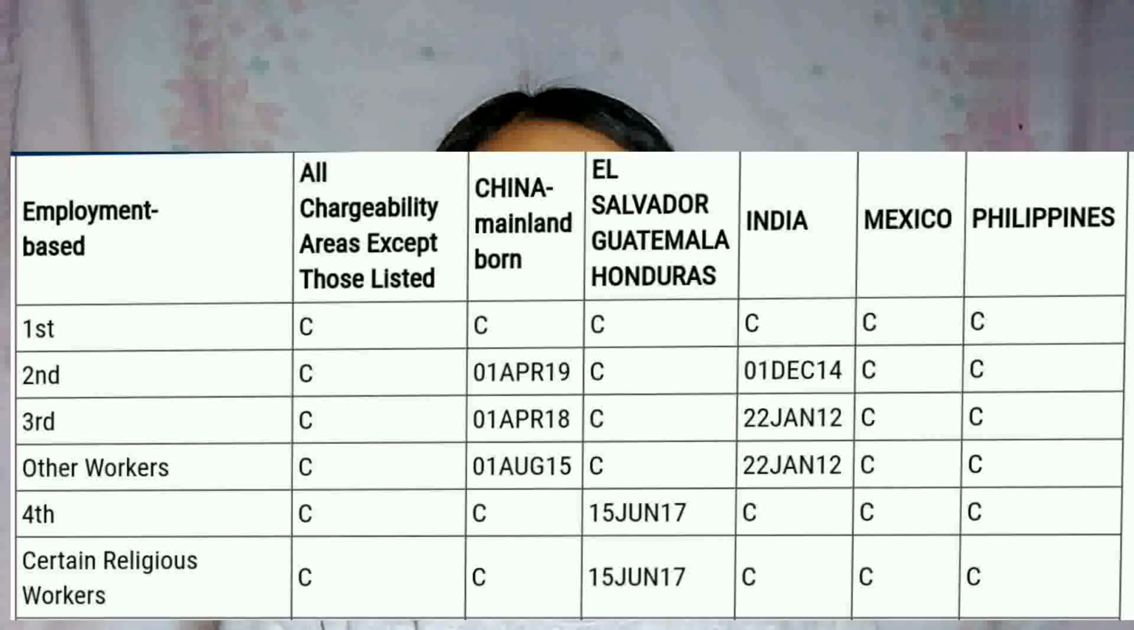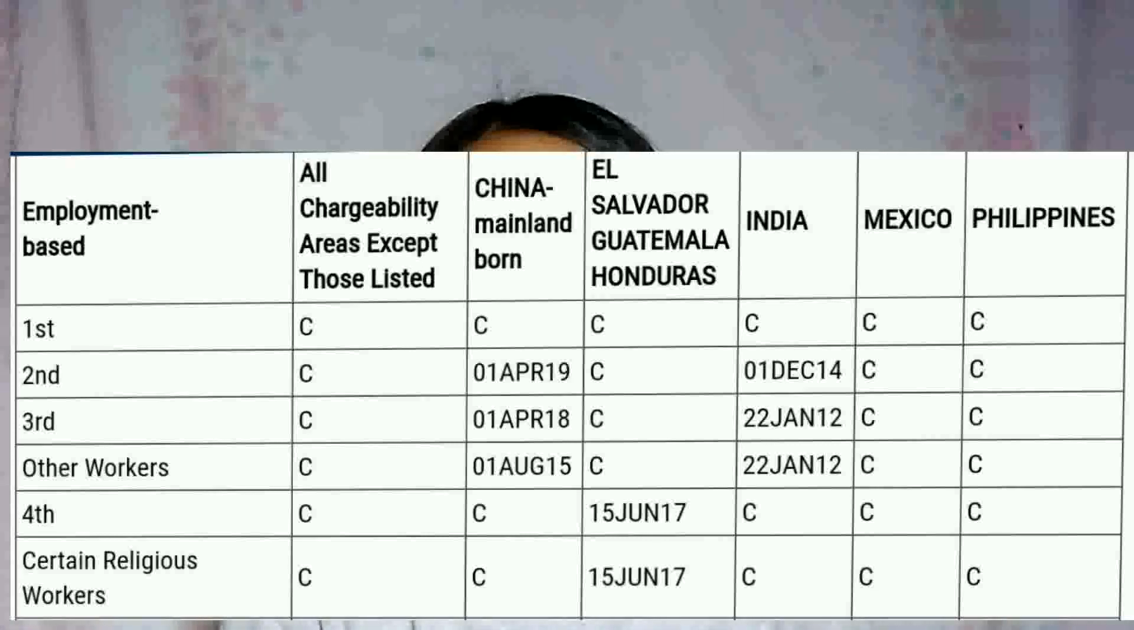Employment-based third preference, all chargeability areas except those listed is current. China mainland born is April 1, 2018. El Salvador, Guatemala, and Honduras is current. And India is January 22, 2012. And Mexico and Philippines is current.